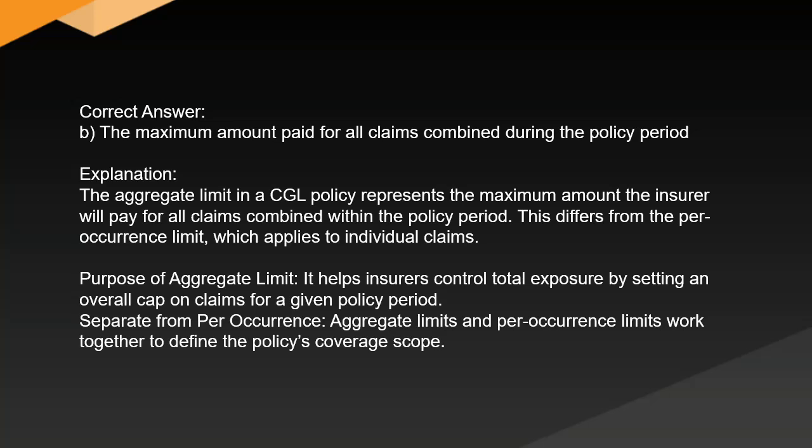Explanation. The aggregate limit in a CGL policy represents the maximum amount the insurer will pay for all claims combined within the policy period. This differs from the per occurrence limit, which applies to individual claims. Purpose of aggregate limit. It helps insurers control total exposure by setting an overall cap on claims for a given policy period. Separate from per occurrence, aggregate limits and per occurrence limits work together to define the policy's coverage scope.